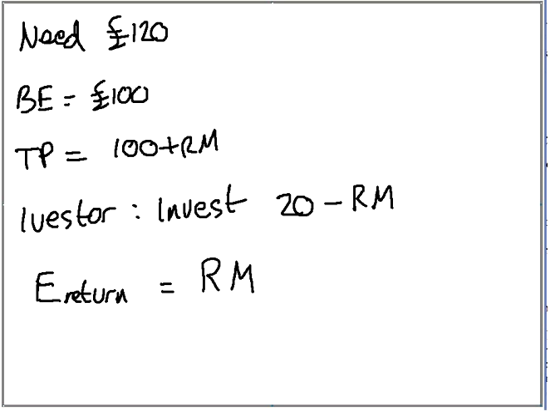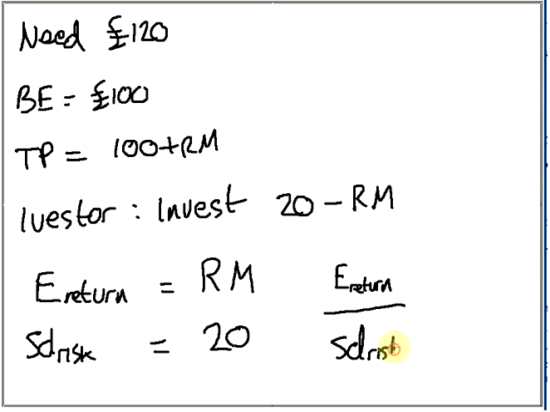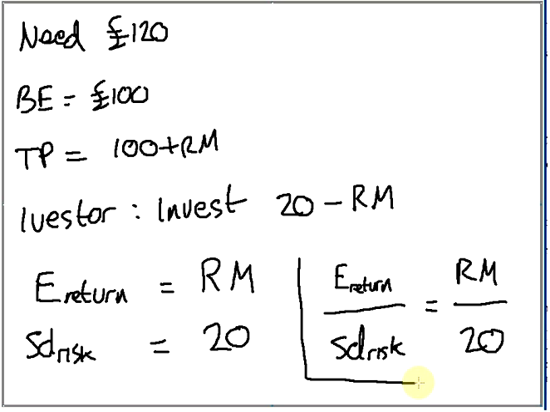And the standard deviation of the risk he is running is equal to 20, because the average is 100 and he's either going to pay out 120 or 80, so the standard deviation of the risk is 20. So effectively his equation of value is expected return over standard deviation of risk, which equals risk margin divided by 20. And so, in order to calculate what the risk margin is, we need to think about what this return per unit risk should be.